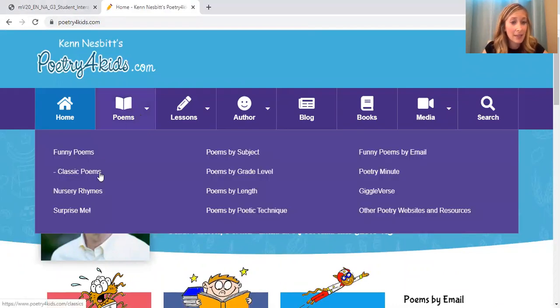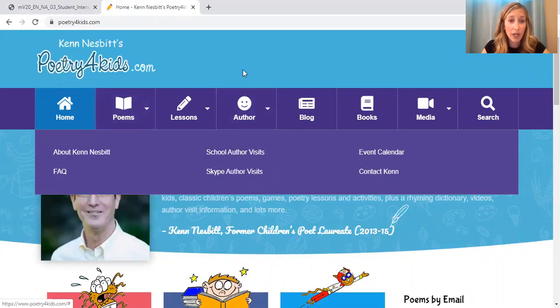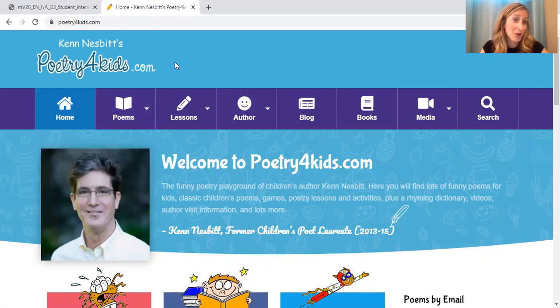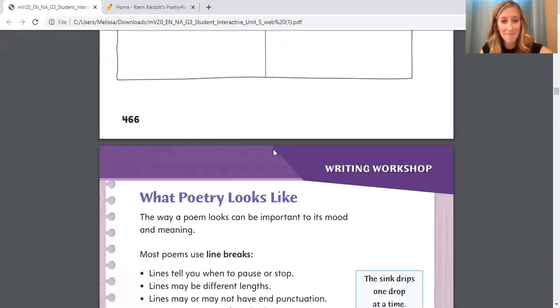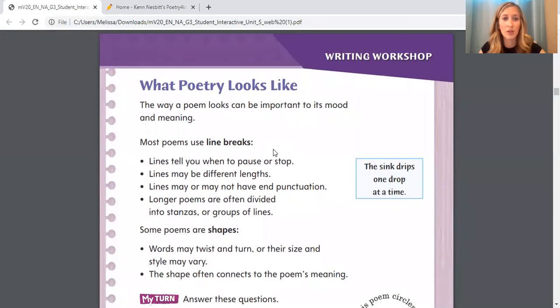And you can choose classic poems, nursery rhymes. You could choose a poem by subject, or maybe you want to see what the 3rd grade poems are. Go ahead and explore. You're welcome to use any other poems. You might have a book of poems at your house. That's fine with me as well. We have one more page we're working on today. And this is what does poetry look like?